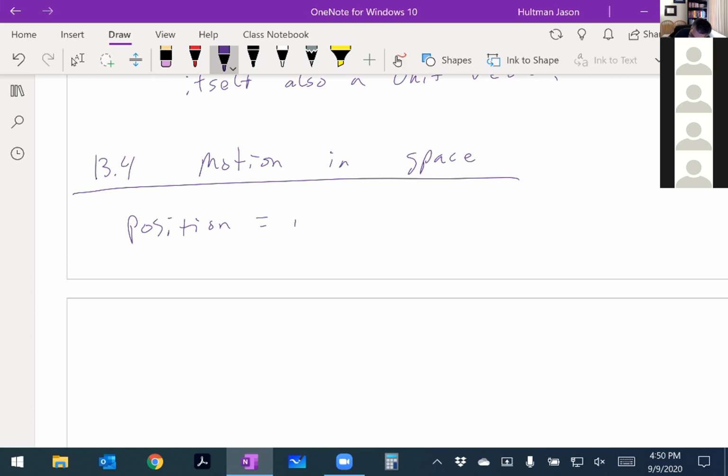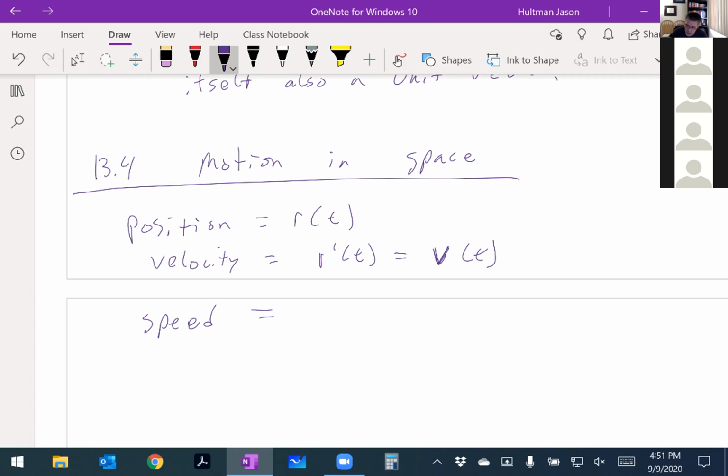Position is r of t. Velocity, I just covered this, is r prime of t, which equals v of t. If you want to make that a unit, one unit in velocity, you'd have to unitize that, make that a unit vector, and then it'd be T of t. Speed, which is velocity without a direction, and it's a magnitude.